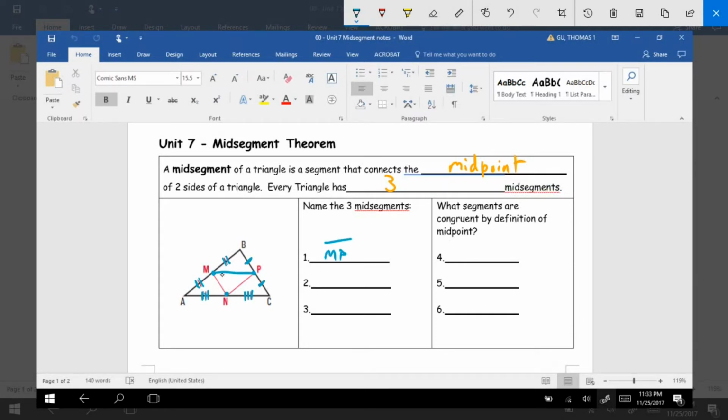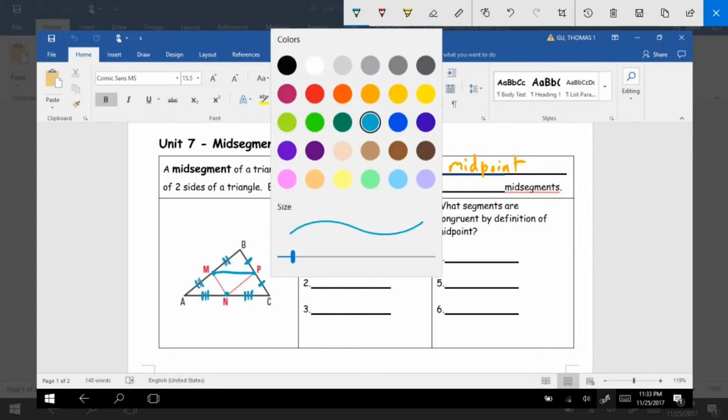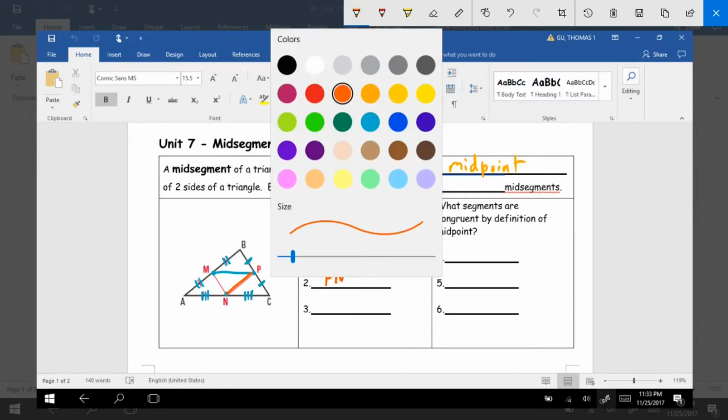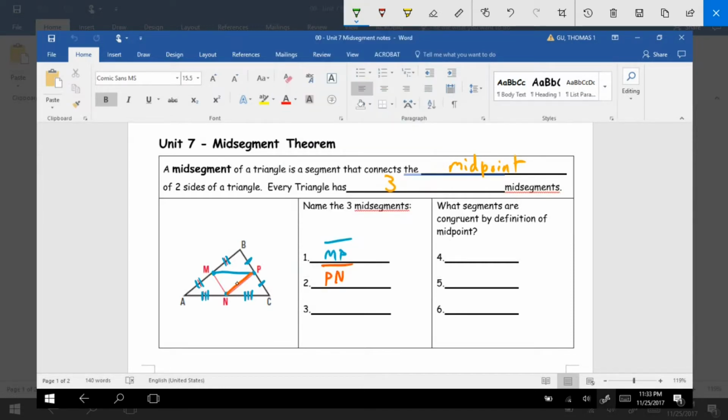Let's look at another. Where's another one? We got another one. I'm gonna do it in the orange. PN. And then our last one, I'm gonna do it in the green. MN. Those are the three mid-segments in this triangle. Notice how they connect a midpoint of one side of a triangle to a midpoint of another side of the triangle. So what segments are congruent by the definition of midpoint?